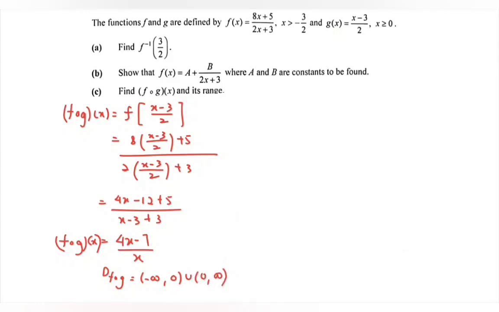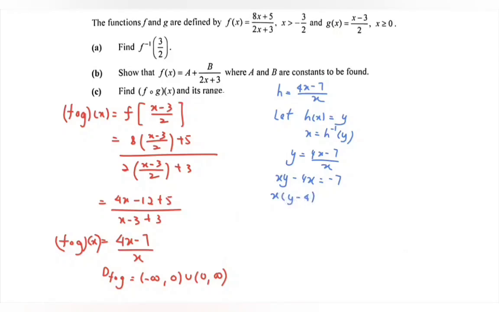So in order to find its range, my suggestion would be let h be the f∘g. So here we have h(x) = (4x - 7)/x. Let h(x) equals y, so x equals h inverse of y. So y equals (4x - 7)/x. Cross multiply, we have xy - 4x = -7. Factor out the x. So we have x(y - 4) = -7, and x equals 7/(4 - y).